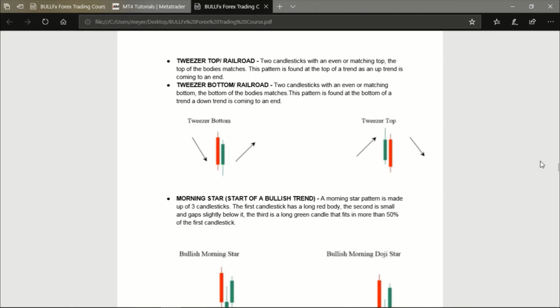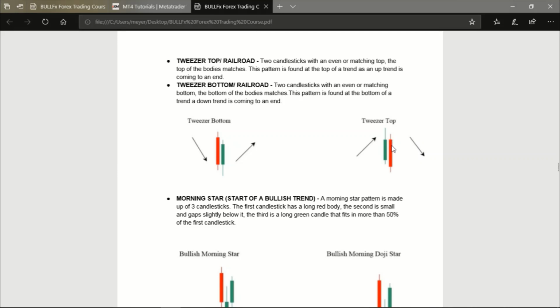So as you can see, we've got a tweezer top over here. This arrow shows that the market was moving up. Then we have a tweezer top that forms, right? The top of the body of the green candlestick and the top of the body of the red candlestick are even. However, both bodies of the two candlesticks are fairly long. That then forms what we call a tweezer top, and this is a strong indication that the market will start dropping.